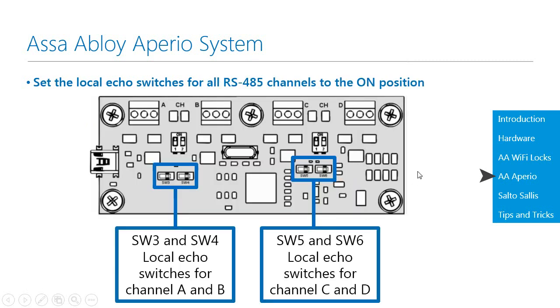Now, one other thing we will need to modify on the SMC is we need to set the local echo switches on the SMC to the on position for all channels. So if we look here, this is on the SMC on one of the boards here. There's the SW3, 4, 5, and 6 switches that you'll see, and we need to have that switch to the on position. This is channel A, B, and C and D over on this side.